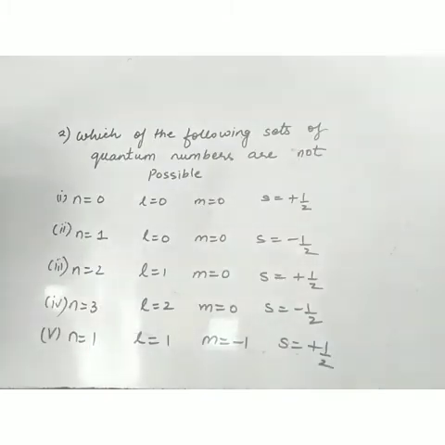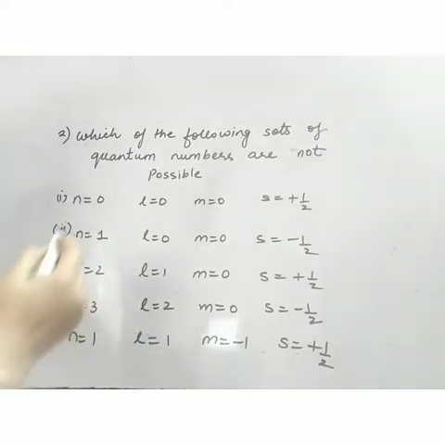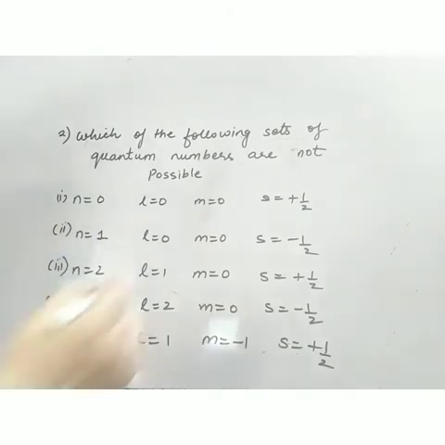Now in the next question, we have to see which of the following sets of quantum numbers are not possible. So I am providing you the sets of quantum numbers and you have to tell whether this particular set is possible or not. So what we'll do, we'll try to change the 4 numbers into the orbital. Now n is 0. This is not at all possible because your number n starts from 1. It is having the values 1, 2, 3, 4 like this. So the first set is not possible.